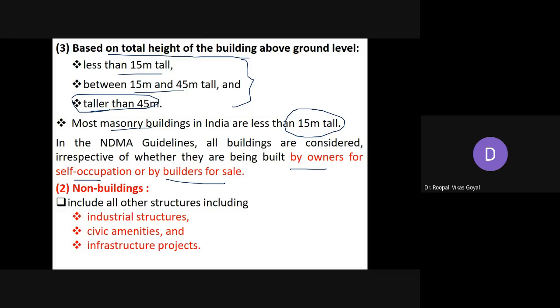Now the next component included is called non-buildings. It includes all other structures, including industrial structures. Here, the industrial structure is considered a non-building structure. That is a special industrial area in which we have to apply particular measures. Next is civic amenities. All the amenities provided by the corporation, water supply pipeline, etc., are called civic amenities. Then infrastructure projects.